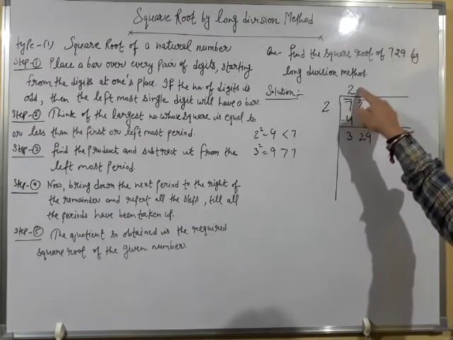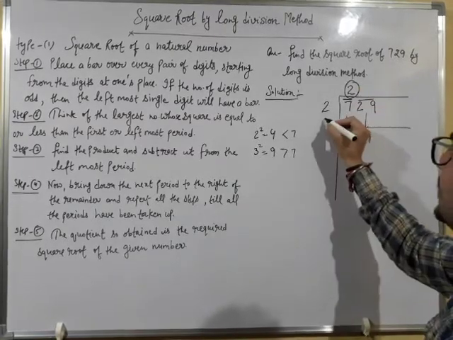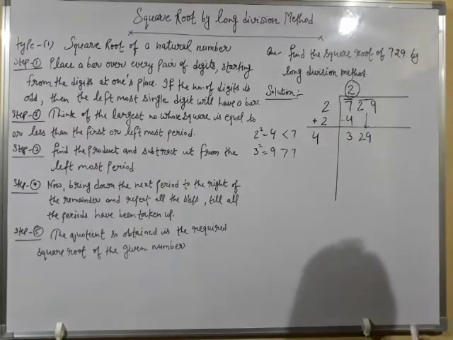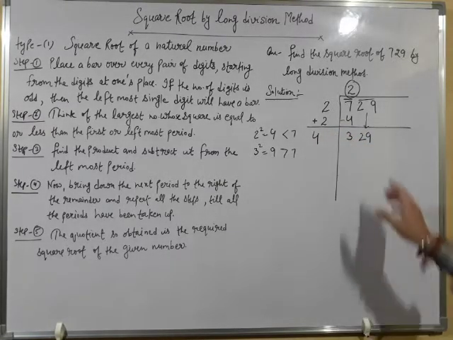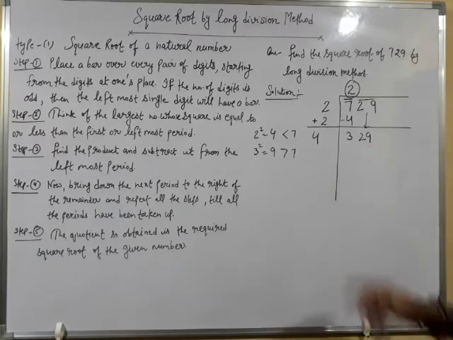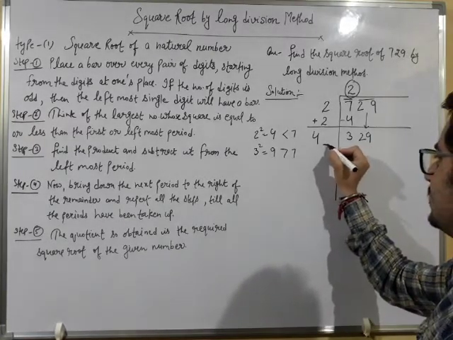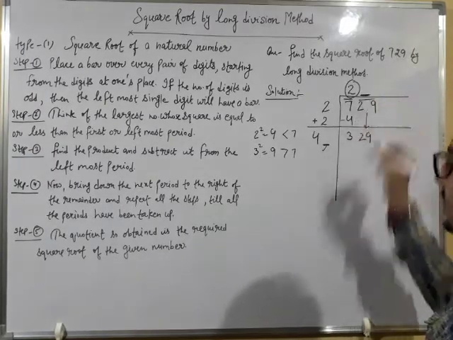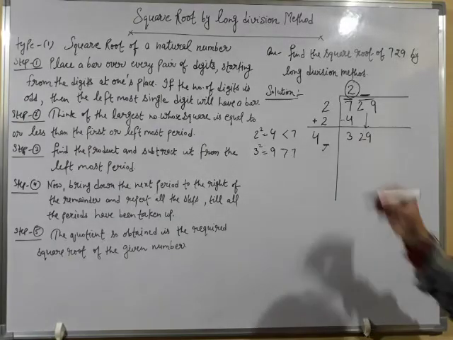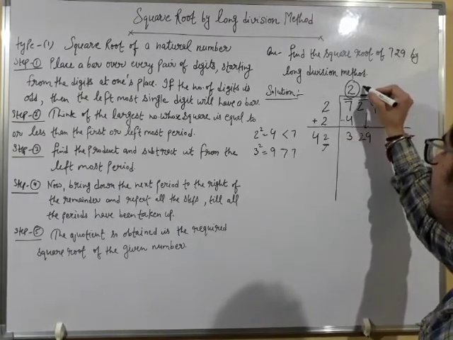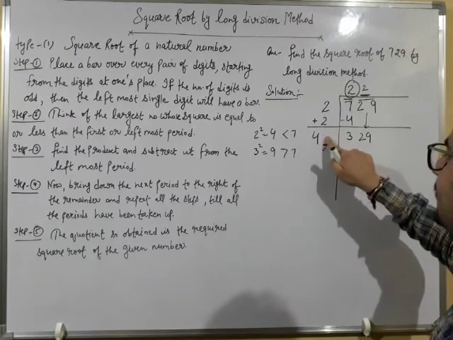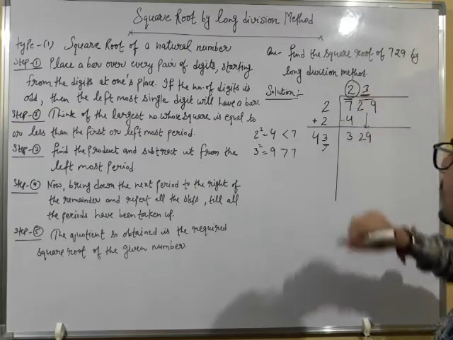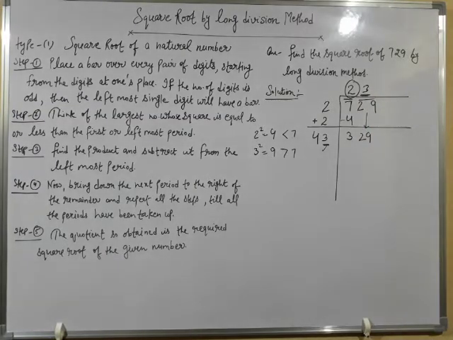We will add this 2 here, 2 plus 2, so that it will become 4. Now what do we have to do? 329. We have to write one digit here, and whatever we write here, we will copy that digit here. Means if we write 2 here, we will multiply it by 2. If we write 3 here, then we will write 3 here.